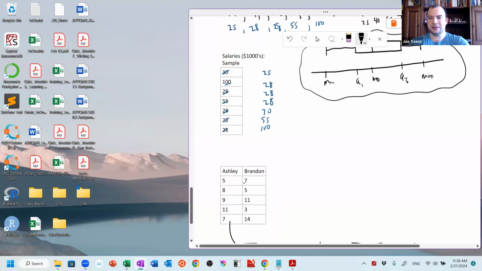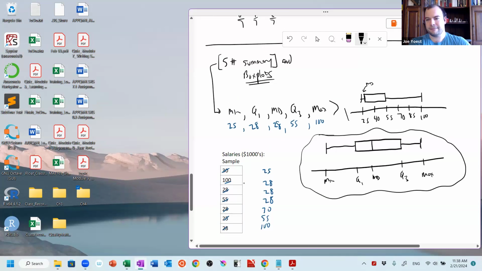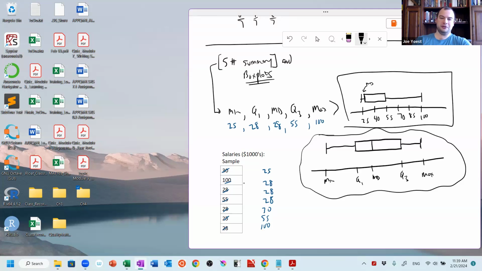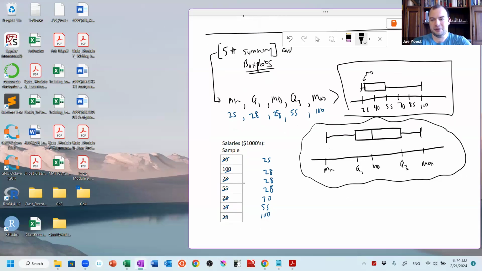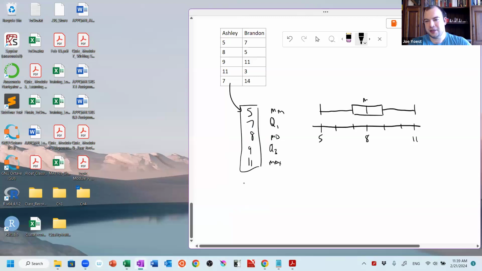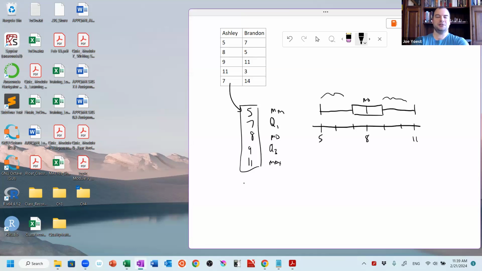And I see, as opposed to the salary data up here, where the right whisker was very long relative to the left whisker, and the median was all the way at the left side of the box, here the median is right in the middle of the box, and my 2 whiskers are about the same length. It seems like this data set is pretty nice and symmetric. And if you remember that the mean is equal to the median, which is equal to the mid-range, that also is very indicative of being symmetric.